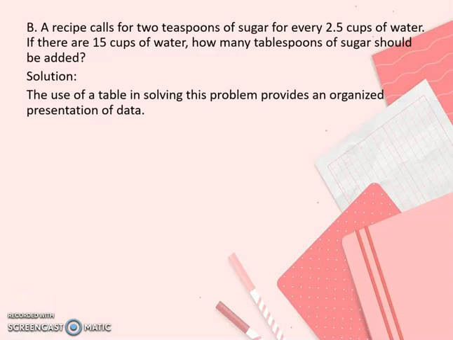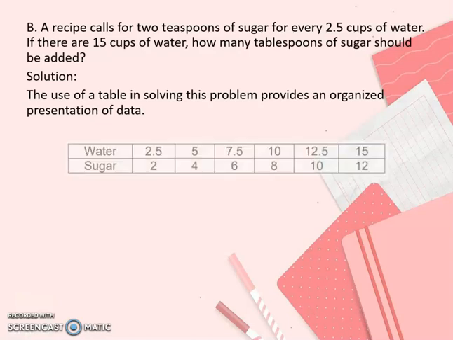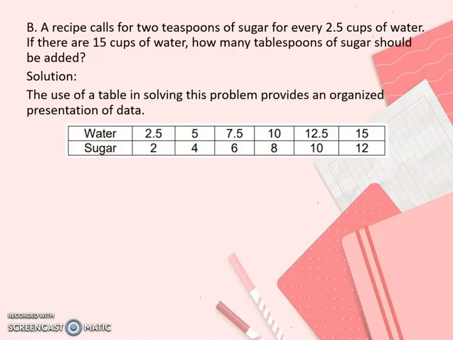So, the use of a table in solving this problem provides an organized presentation of data. So, here, in this problem, we have to use a table. So, we have water, cups of water, di pa ligta. So, 2.5, 5, 7.5, 10, 12.5, 15. Ang sugar, kay ligta, 2 teaspoons ang sugar. So, 2, 4, 6, 8, 10, 12. Okay. So, sa kada 2.5 cups of water, madugang kita 2 ka teaspoon nga kutsara. So, madugang pagid kita sa 2.5 nga tanan.